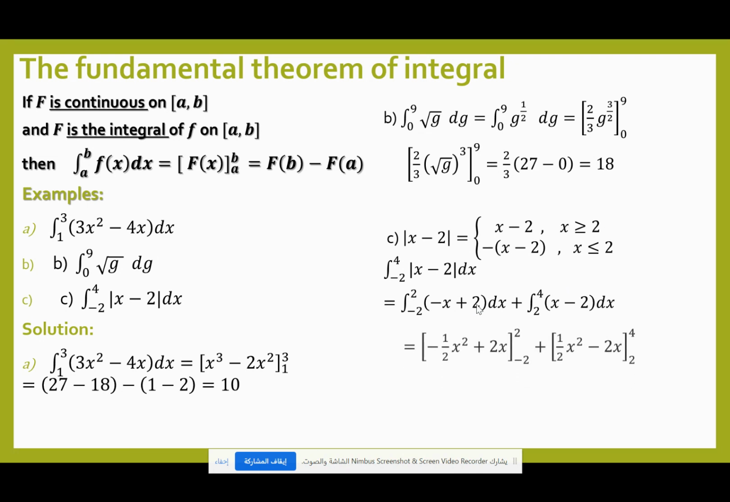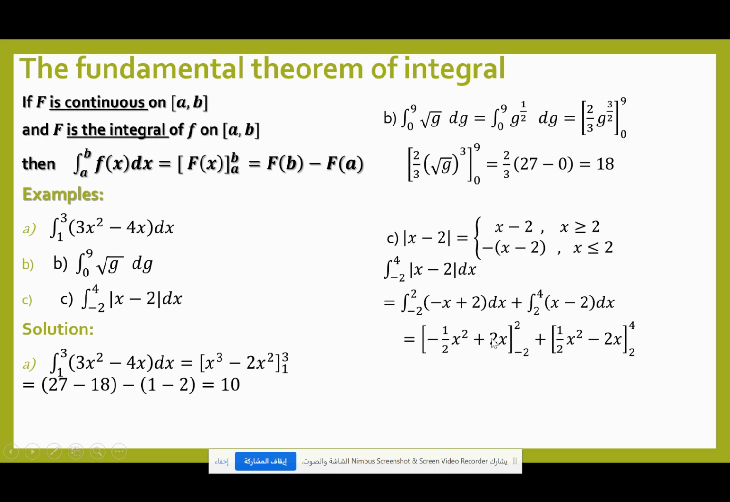Now we're going to add 1 to the power. It was 1. If you add 1, it's going to be 2, divided by 2. And keep the negative outside. Plus, if you have 2, how do you integrate it? The x beside it is to the power of 0. Add 1 to it, and x appears.